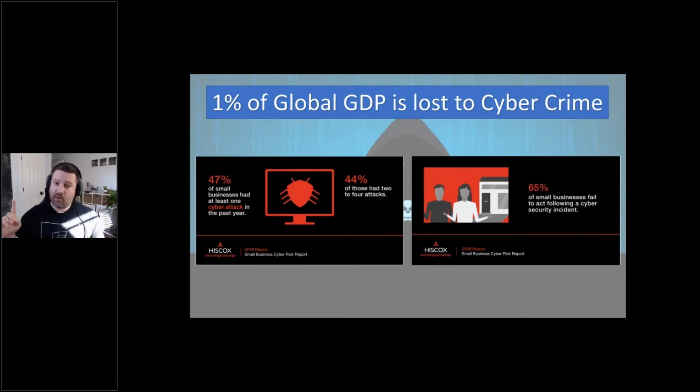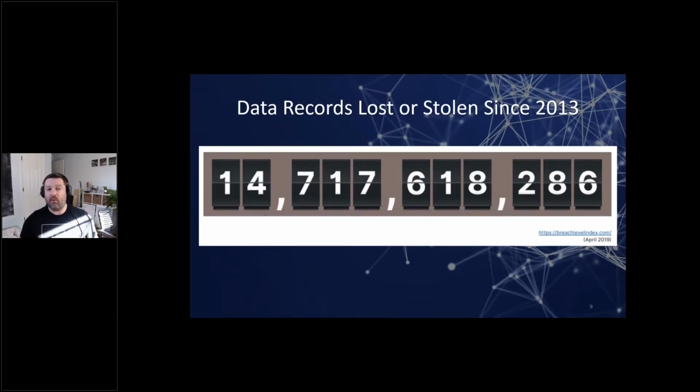So here's where we're at. Cybersecurity skills gap, big problem. We've got a huge issue with both ransomware and data breaches. We are losing 1% of our global GDP to cybercrime, and this is a big and small organizational issue. Cybercrime is everywhere. And on top of that, we have had, since 2013, now this number is higher now, 14 billion data records lost or stolen since 2013.